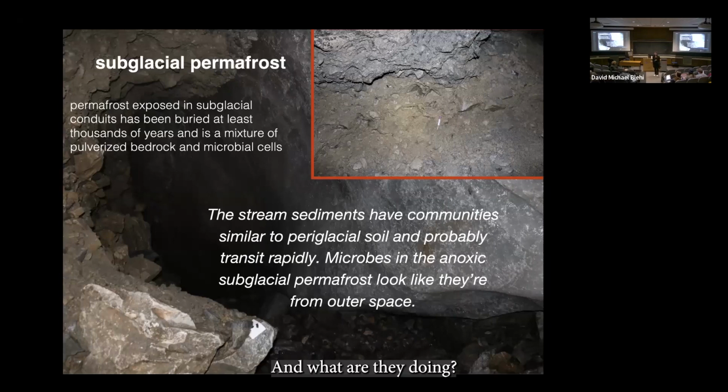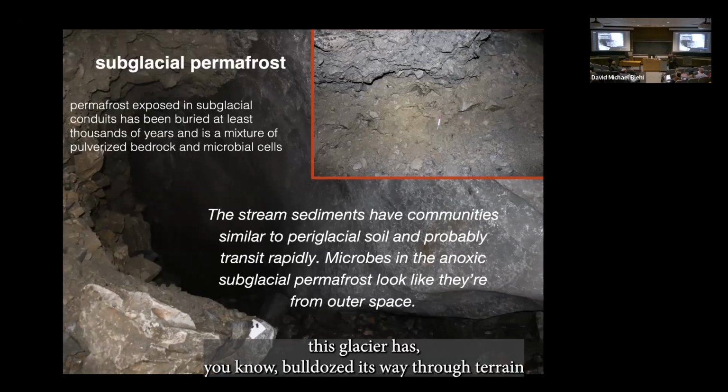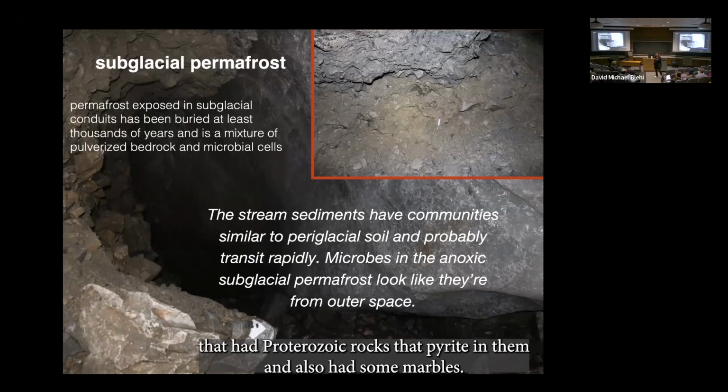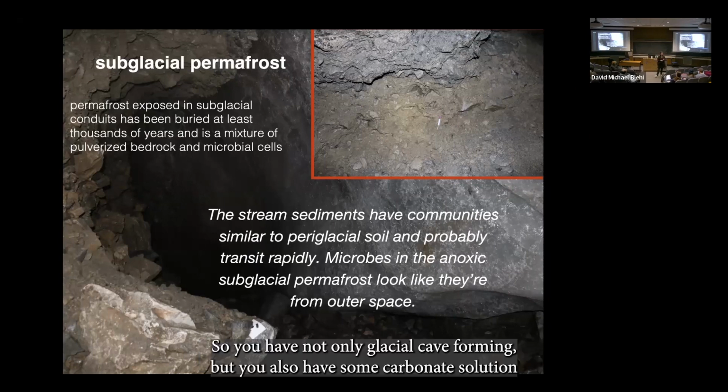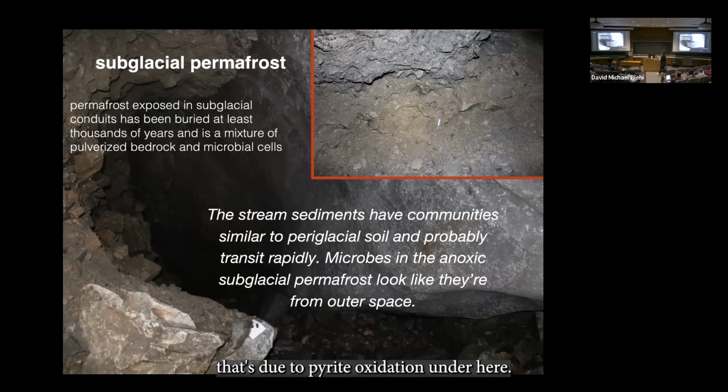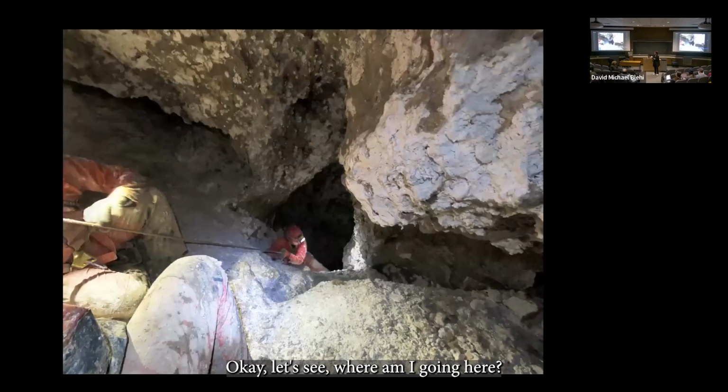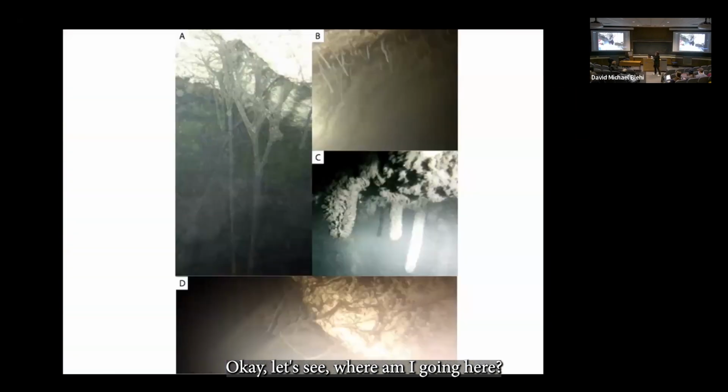And what are they doing? They're oxidizing pyrite. Because in this situation, this glacier has bulldozed its way through terrain that had Proterozoic rocks that had pyrite in them and also had some marbles. So you have not only glacial cave forming, but you also have some carbonate dissolution that's due to pyrite oxidation under here.